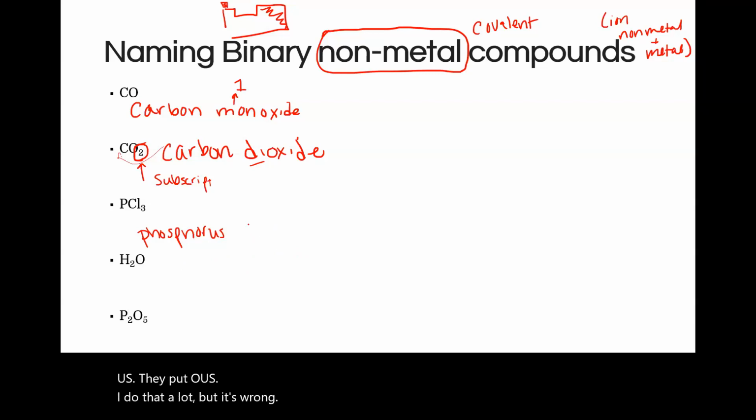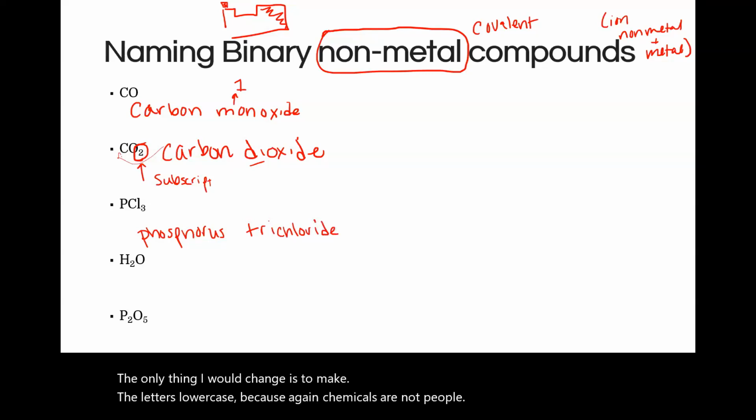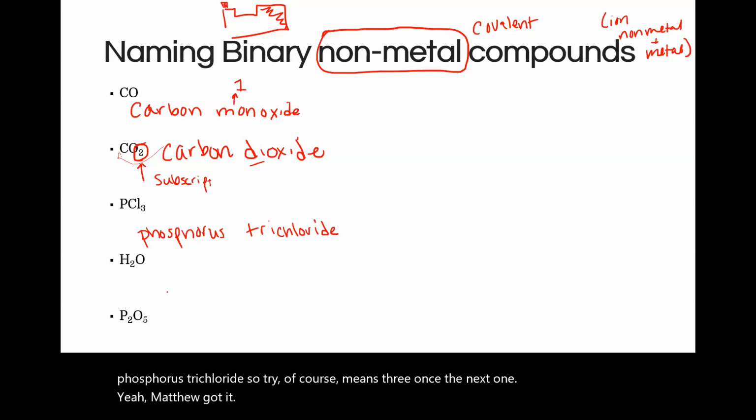The only thing I would change is to make the letters lowercase, because again, chemicals are not people. They're just awesome, but they're not individuals. So yes, phosphorus trichloride. So tri, of course, means 3. What's the next one? Dihydrogen monoxide.